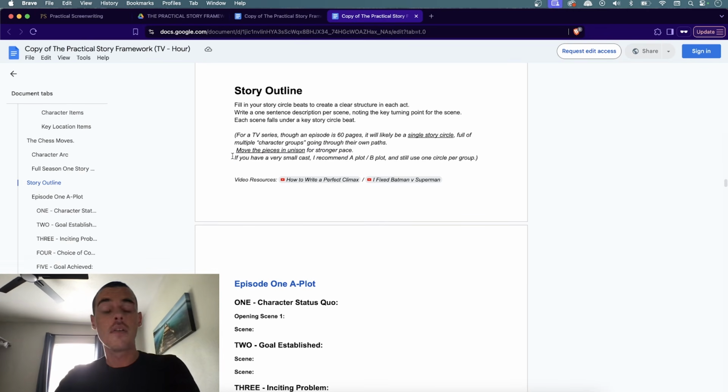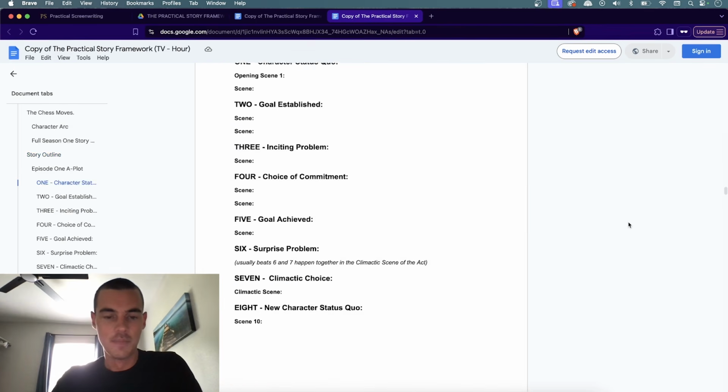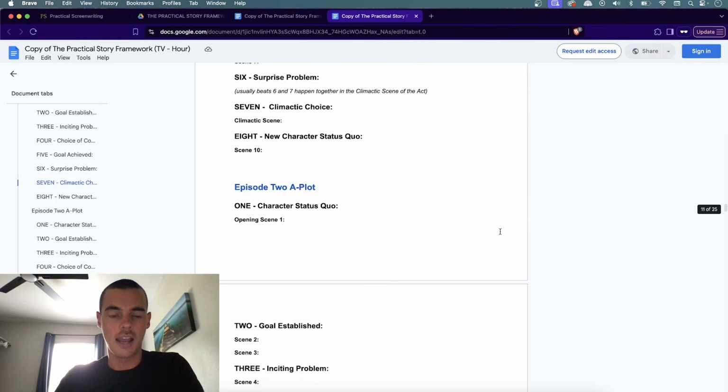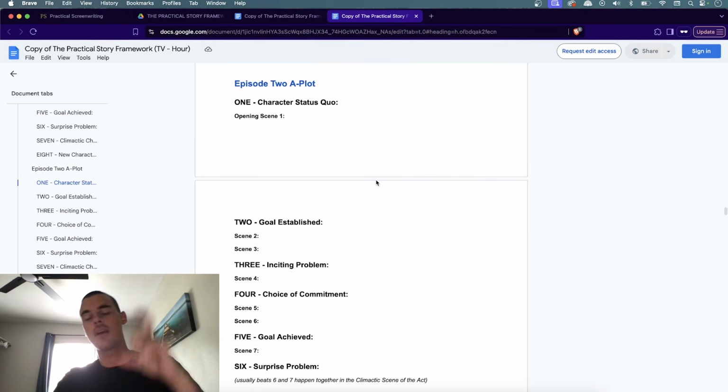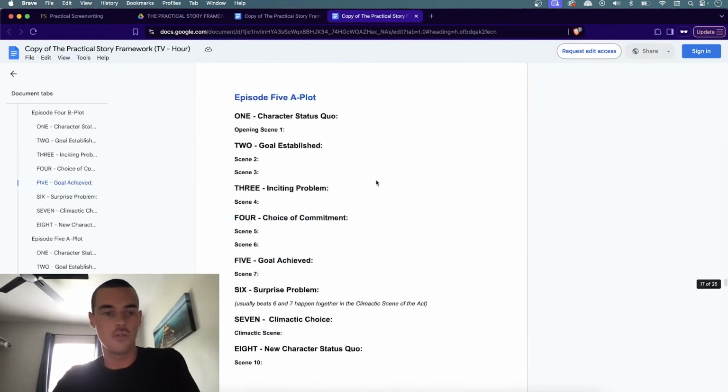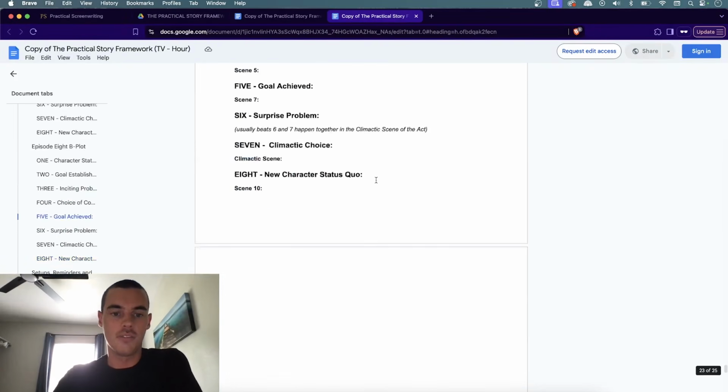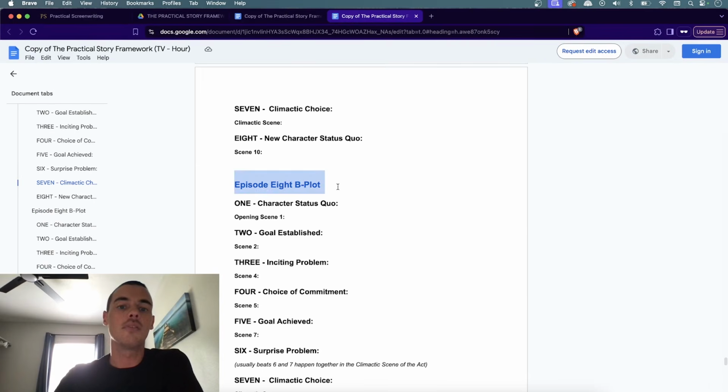But if you have a very small cast, I recommend only an A plot and a B plot. And if you have a larger cast, then just separate them: A plot, B plot, C plot, D plot. If you're new to writing, or you're new to writing something like this, I would recommend not doing more than 4 different plot lines, but again, it's your life. And then again, I have listed out just A plot, B plot here, and if you want to copy paste and create C plots and D plots, you totally can, but this is for an 8-episode season.